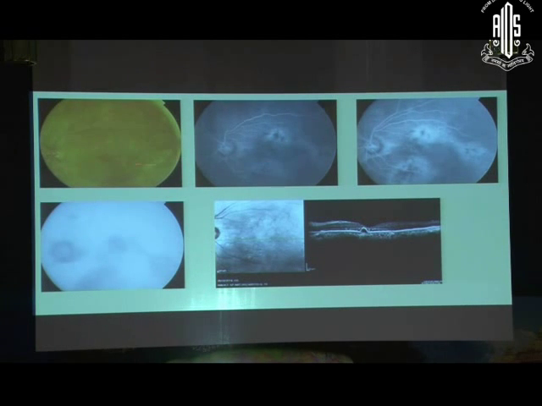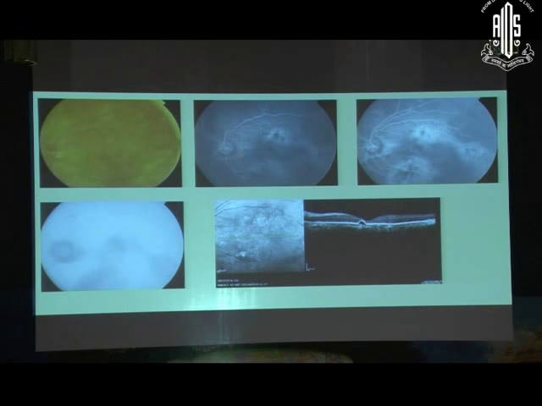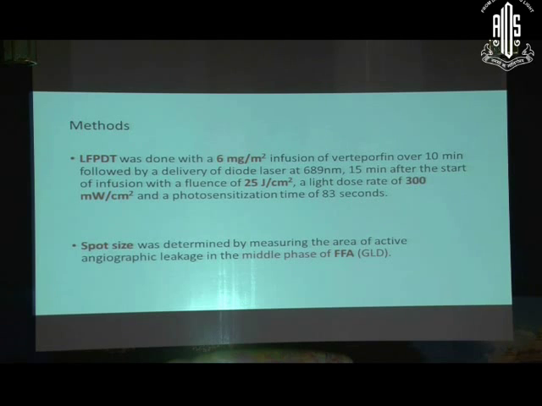This is a chronic CSR case showing RPE degeneration and diffuse ooze on FFA. Also an RPE tract is seen. This is the autofluorescence image and OCT picture pre-photodynamic therapy showing subretinal fluid with PED, and post-PDT the fluid resolves nicely but the PED remains.